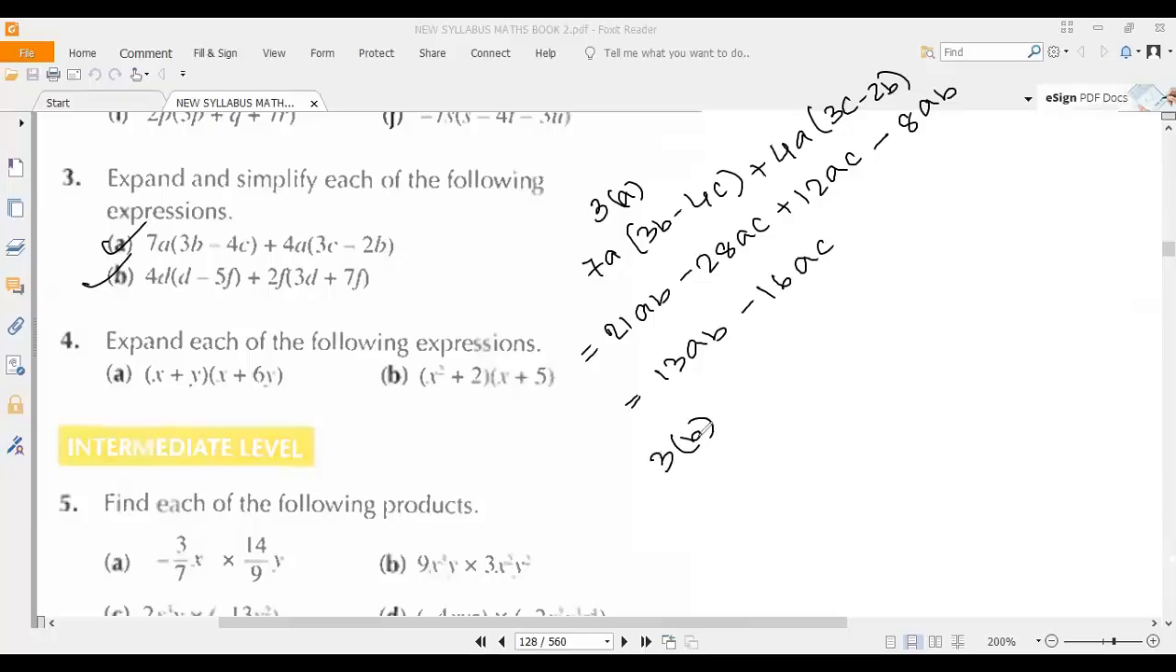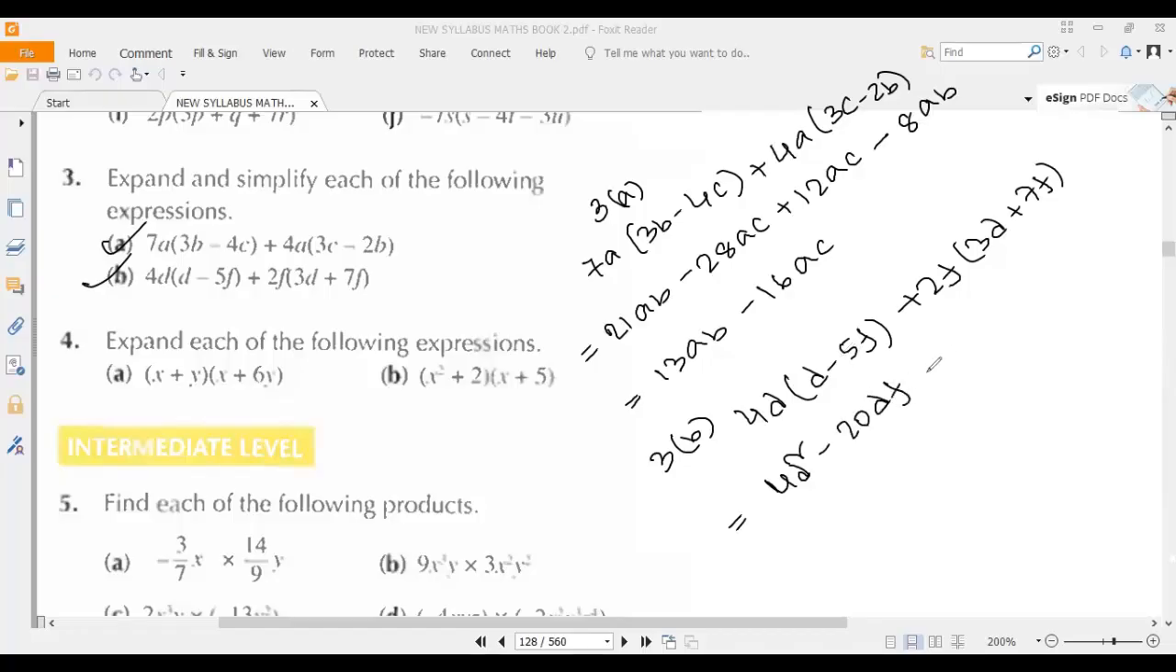Now 3b. 3b says 4d into d minus 5f plus 2f into 3d plus 7f. Now multiply 4d into d, that will be 4d square, minus 4 5s are 20df plus 2 3s are 6df plus 2 7s are 14f square. Now 4d square minus 20 plus 6, minus 14df plus 14f square. And that is the solution of this problem.